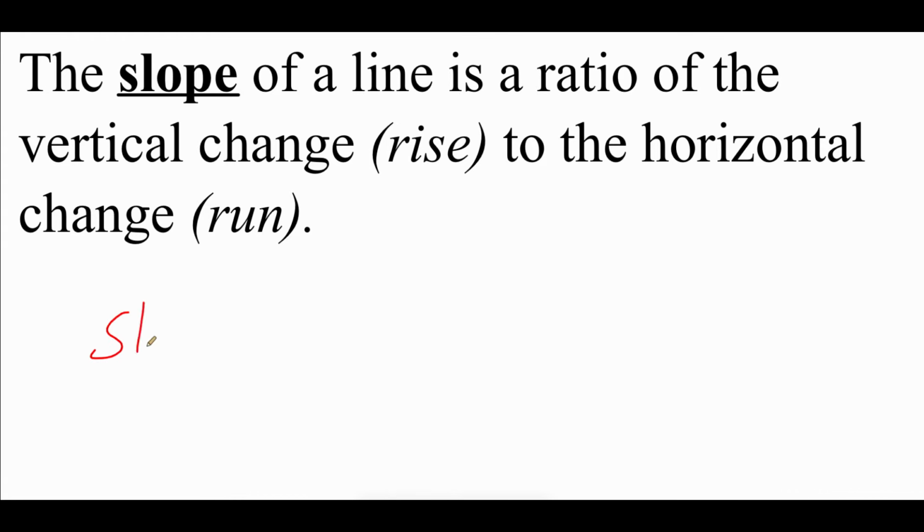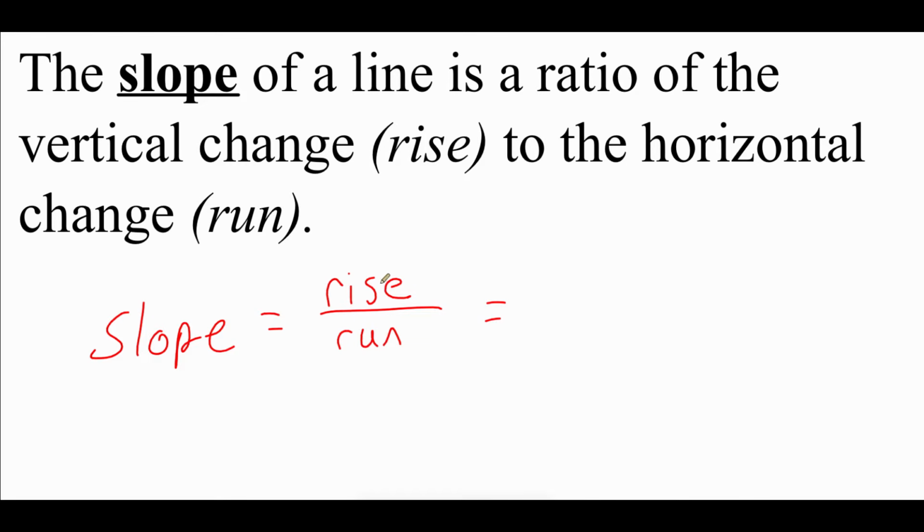So when we're talking about the slope of a line, there's a few different ways that we can talk about it. One of the ways that we look at it is making a fraction, and we compare the vertical change, which we call the rise, and we put that over the horizontal change, which we call the run. Now, we will be looking at slope graphically as well.